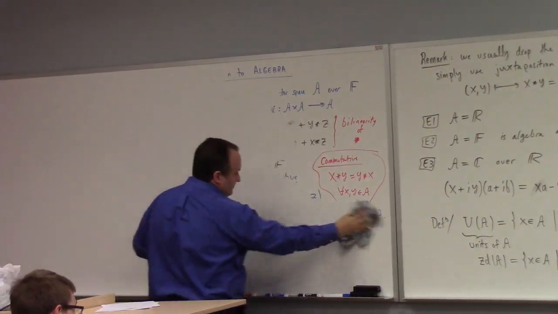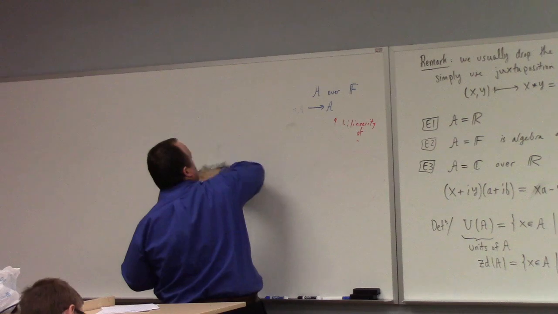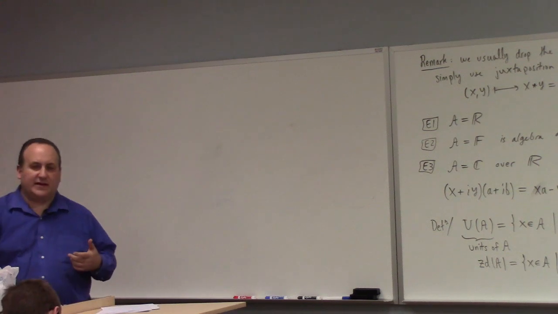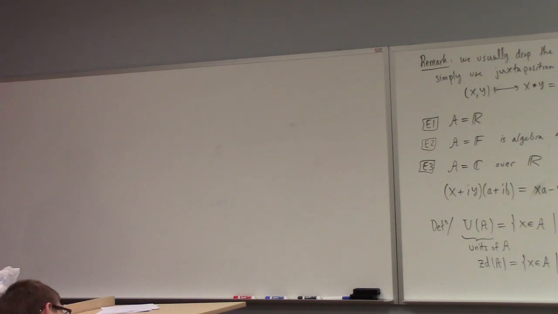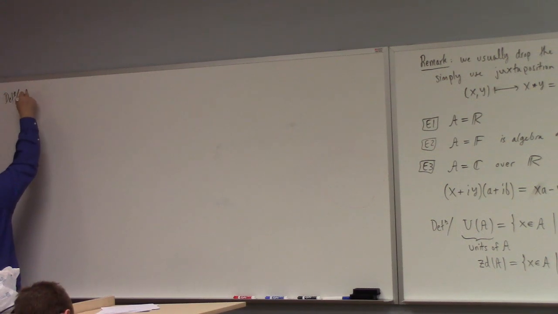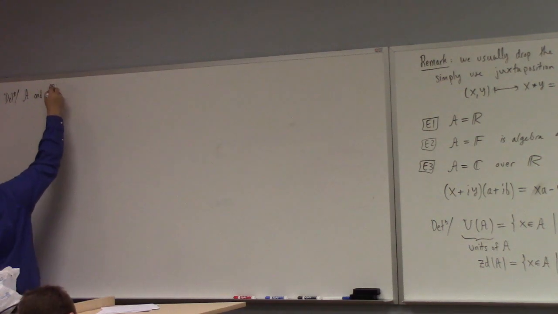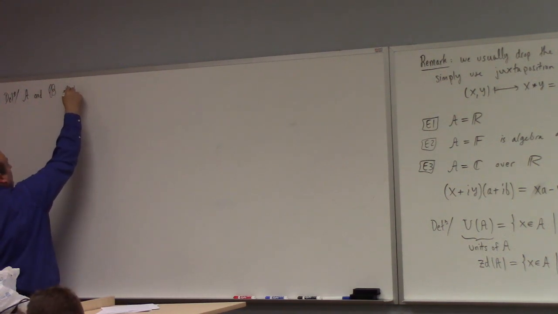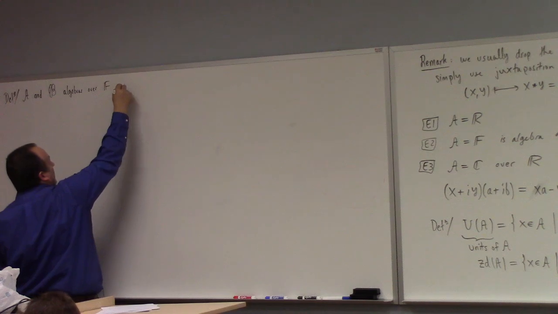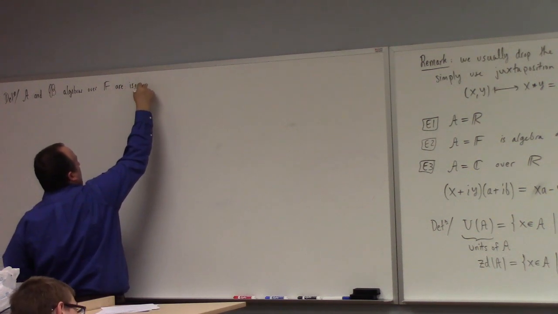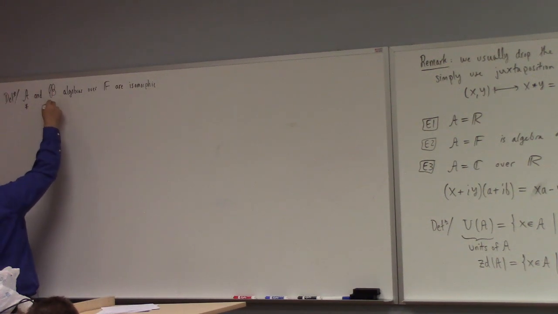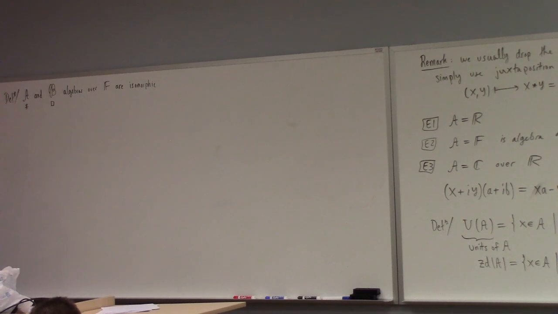So, interesting concepts here. One of the main interesting concepts is the question of isomorphism. So, definition. A and B algebras over F are isomorphic. And let me say that A comes with star and B comes with, I'll call it box, for its multiplication.